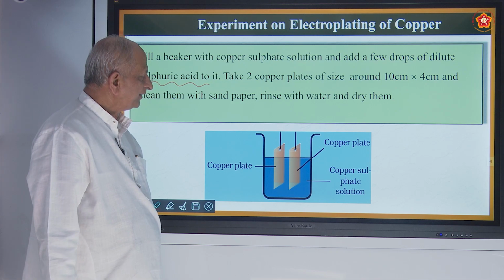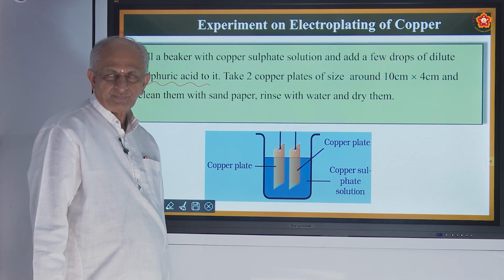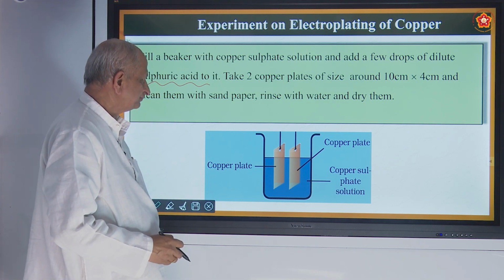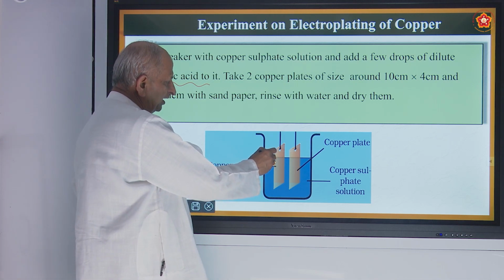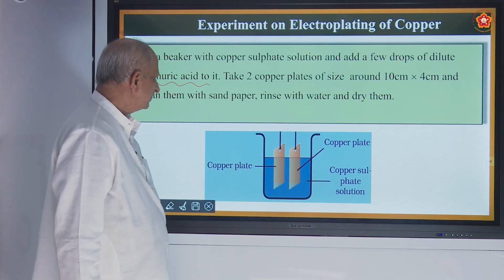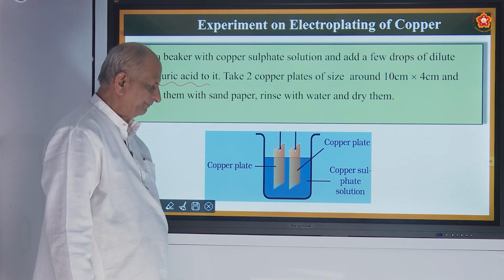The sulfuric acid is a conducting material. It helps in passing current through it. And then take 2 copper plates of size 10 by 4, 10 centimeter length, 4 centimeter breadth, and clean them with sandpaper, rinse with water and dry them.